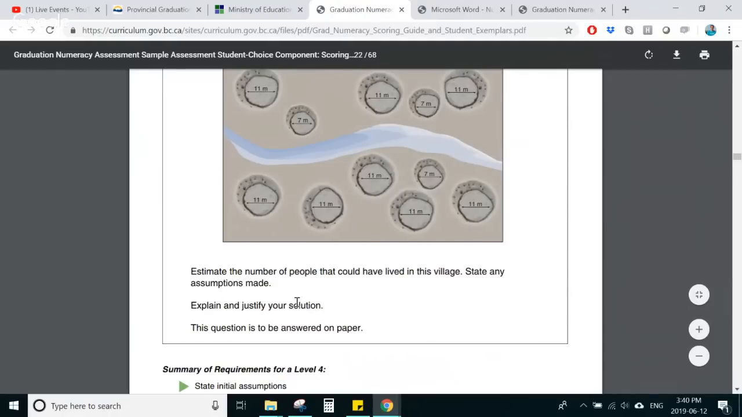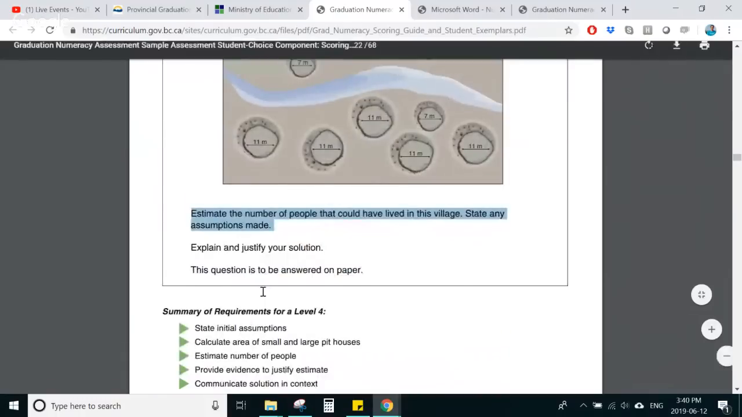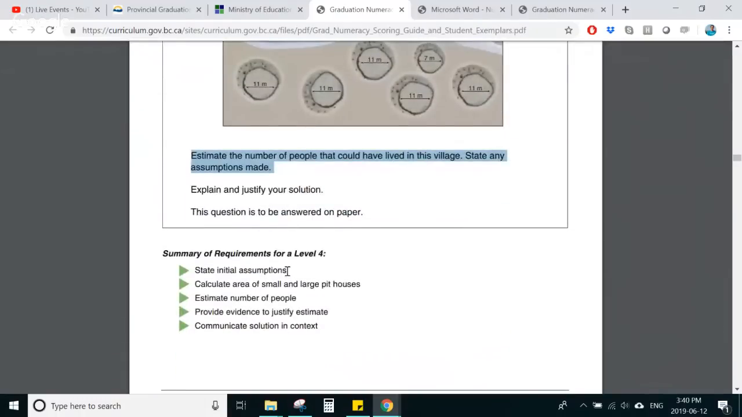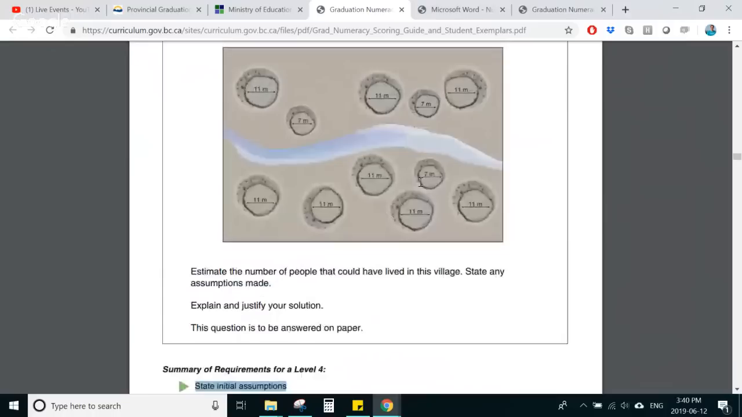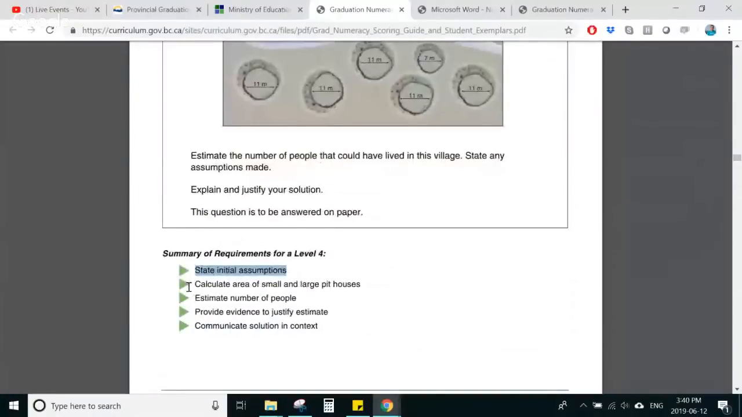There's not a whole lot of constraints on this one, but we need to make sure that we follow along with what they're saying. So, did we state any assumptions, like I'm going to round up instead of down because people have a minimum requirement of space? Right? They're not going to have less space than they need. They're going to have more space. That might be an initial assumption.